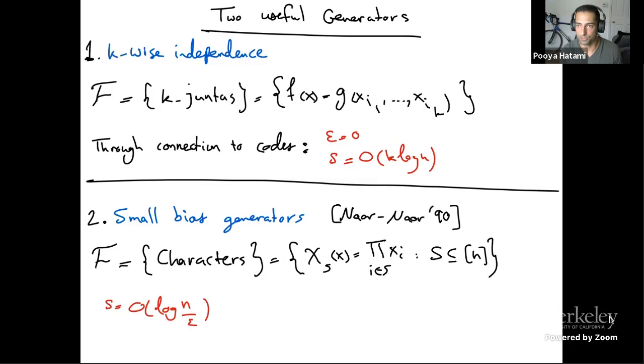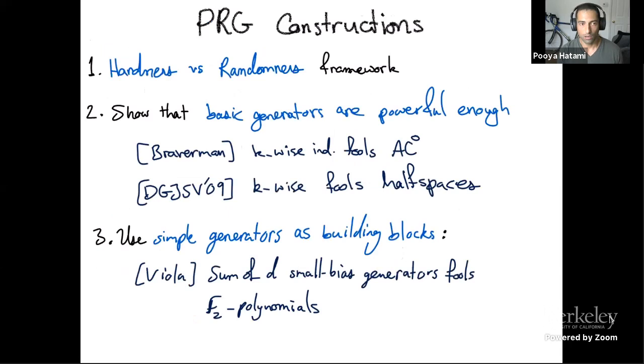But how do we construct pseudorandom generators for other classes of functions? Surprisingly, I want to claim that there aren't that many ways. In fact, at a high level, there are only three ways we know how to construct pseudorandom generators, each of them very fruitful.